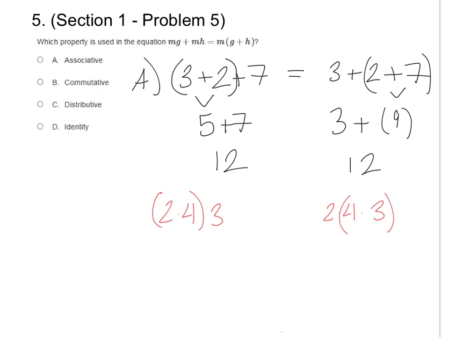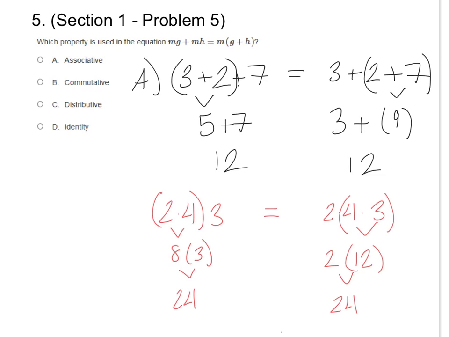So over here on the left, if I multiply 2 times 4 first, I get 8 times 3, which is 24. Over on the right, if I do what's in parentheses first, the 4 times the 3 is 12, and then I multiply that by 2, and I still get 24. So I can put an equal sign here, because it's not going to matter the way that I group my numbers. And again, that only works with addition and multiplication.